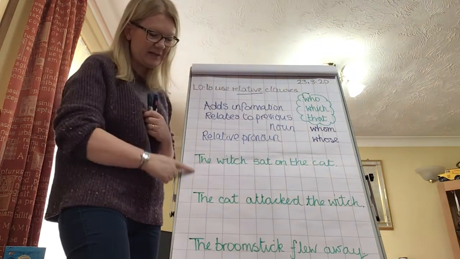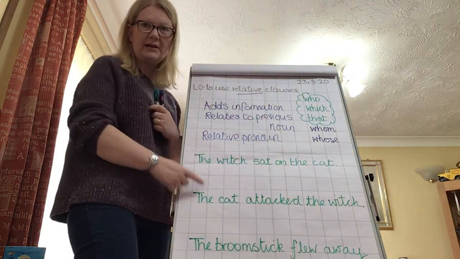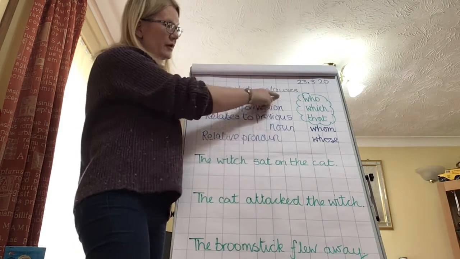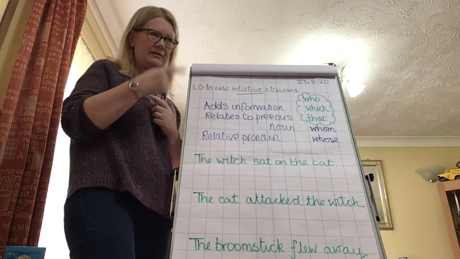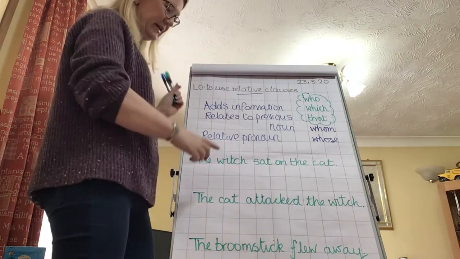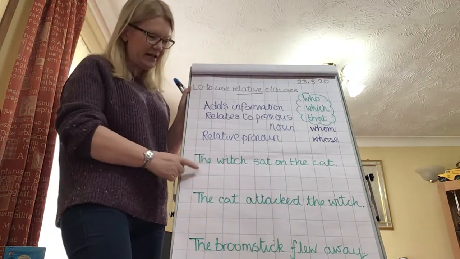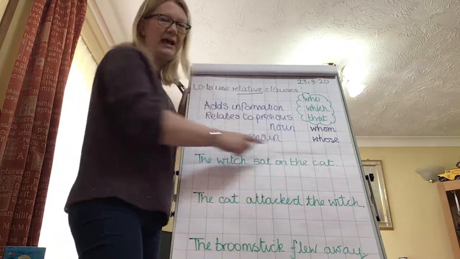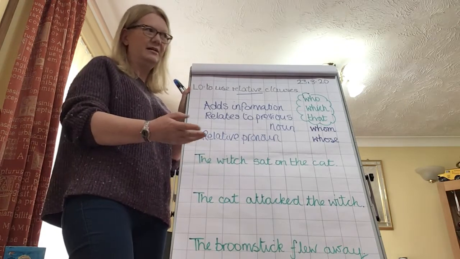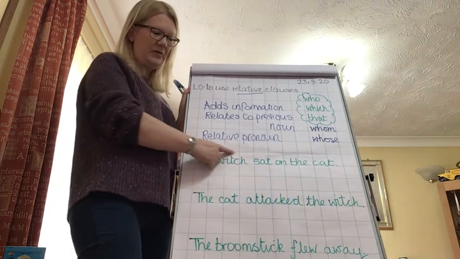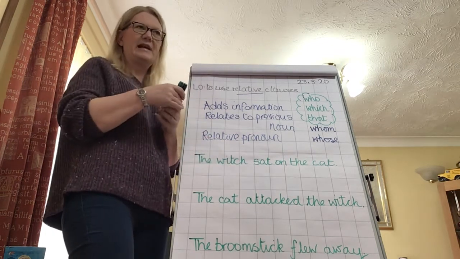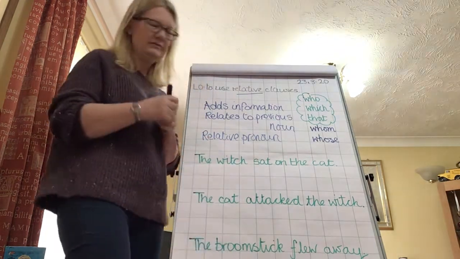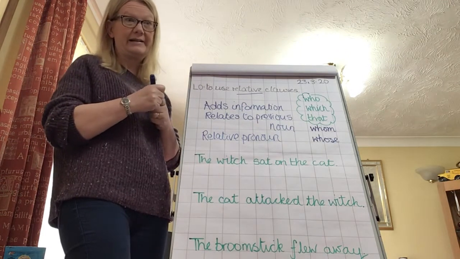So I've got some very simple sentences here. I'm going to show you an example each of who, which, and that. So I'm going to talk it through as I think about it. So my first sentence is the witch sat on the cat. Oh dear. I need to put something in, a bit more information I want to include about the witch. So what could I say about this witch? Well, I think perhaps she'd lost her glasses.